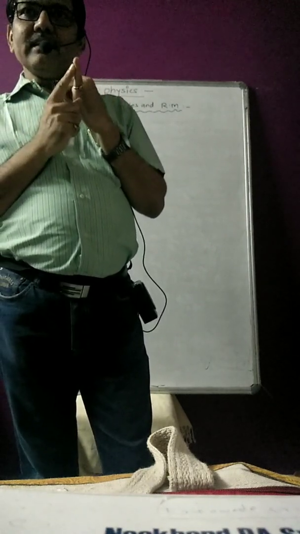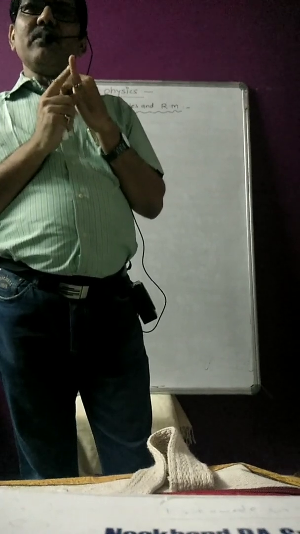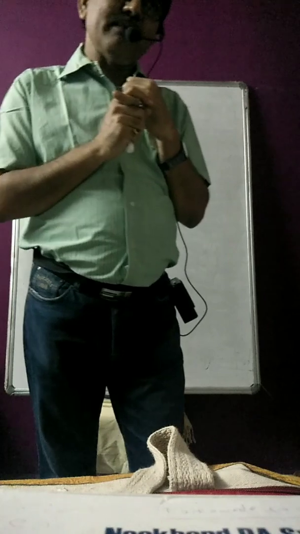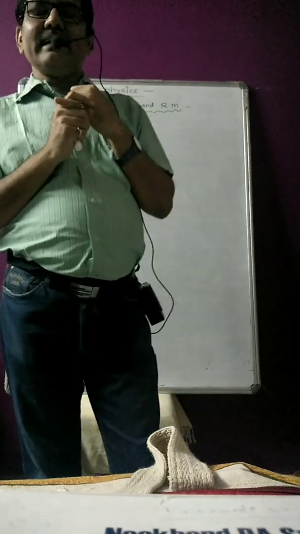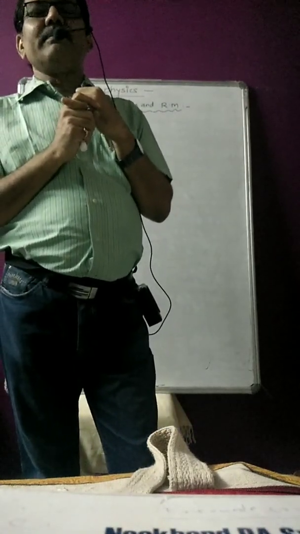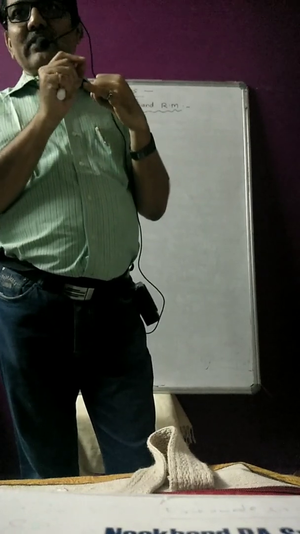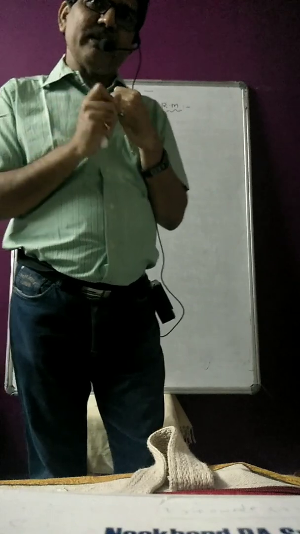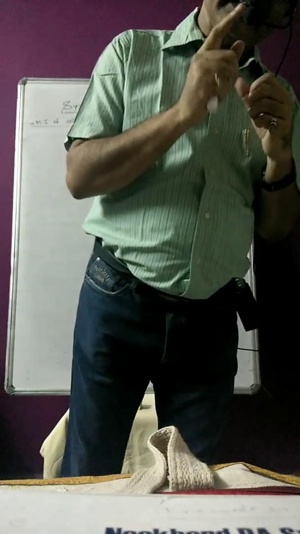For the hollow cylinder, the moment of inertia about its axis is MR squared, and about a tangent parallel to its length, the answer will be 2MR squared. I think that was the last point that we have considered.